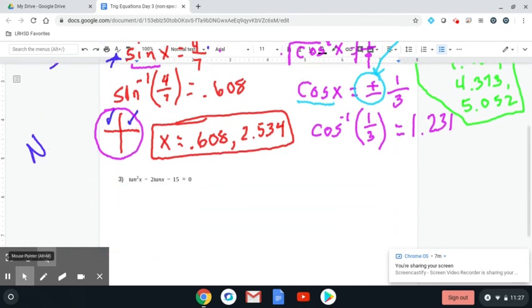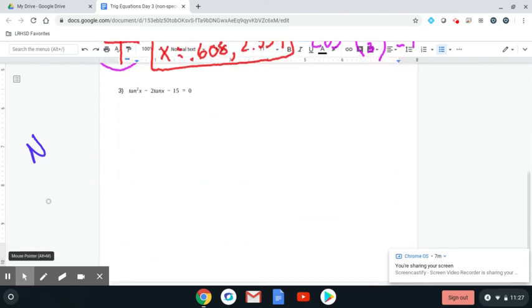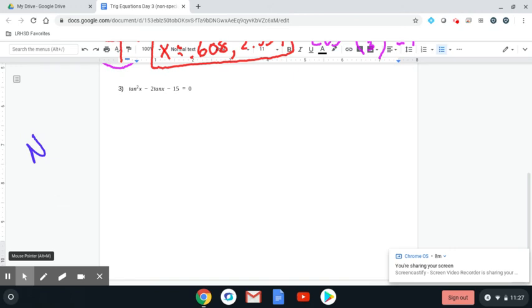All right, the last one that we're going to go over is number 3. Number 3 might look a little bit tougher, but if you remember from before spring break, it's actually not too bad. For number 3, you have tangent squared x minus 2 times tangent x minus 15. If we compare that to something back in algebra 1 or algebra 2, it's the same exact thing as having x squared minus 2x minus 15. It's the same exact start.